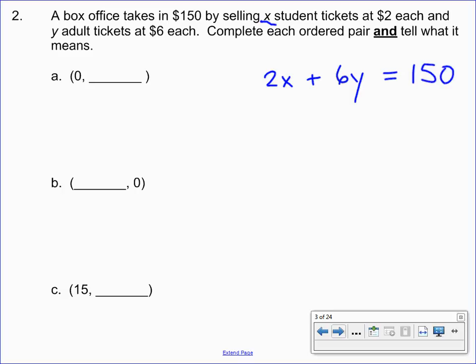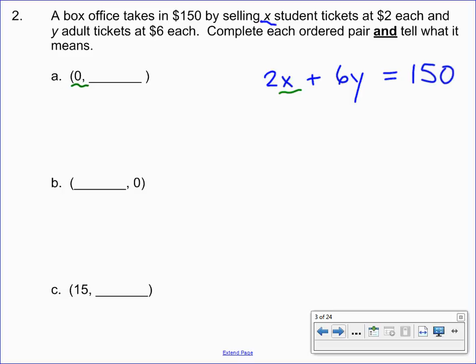Now we'll consider some pairings that could produce that $150 revenue. If we were to sell zero for my x value, in this case the student tickets, then how many adult tickets would we have to have sold to get to our $150 revenue?